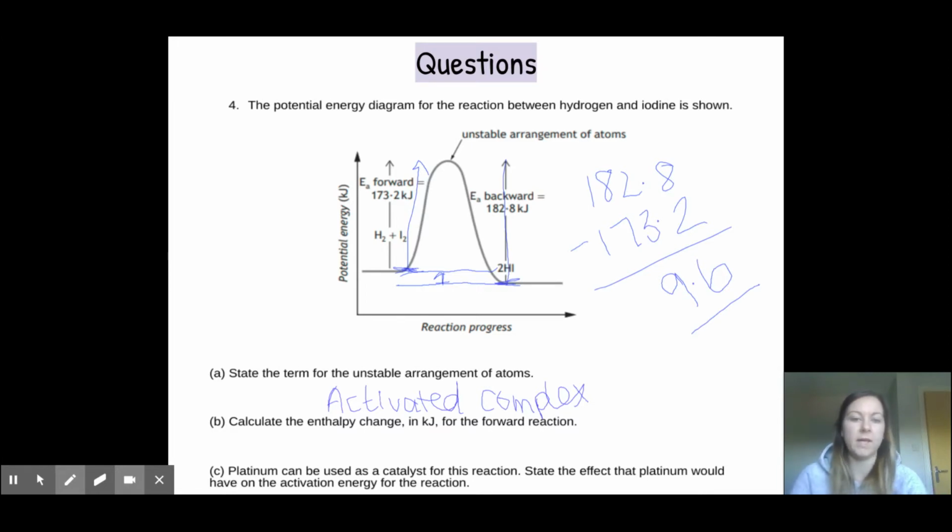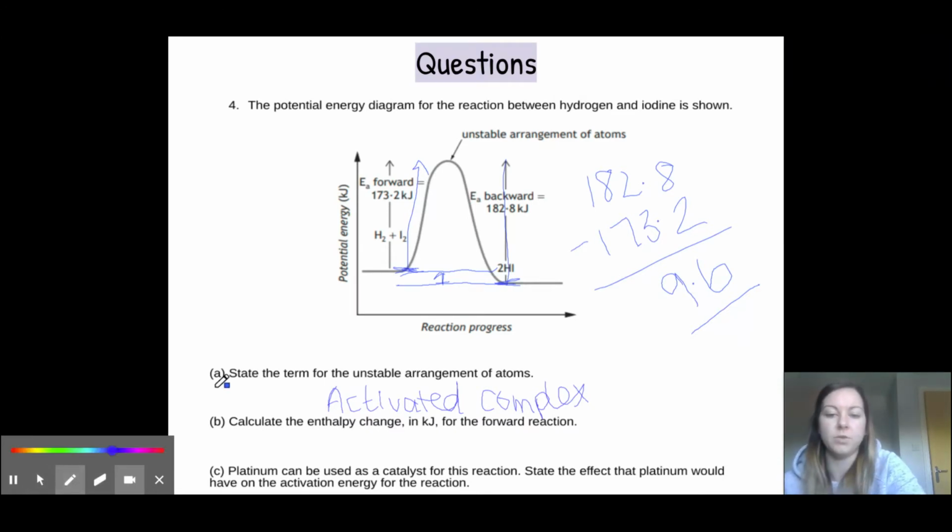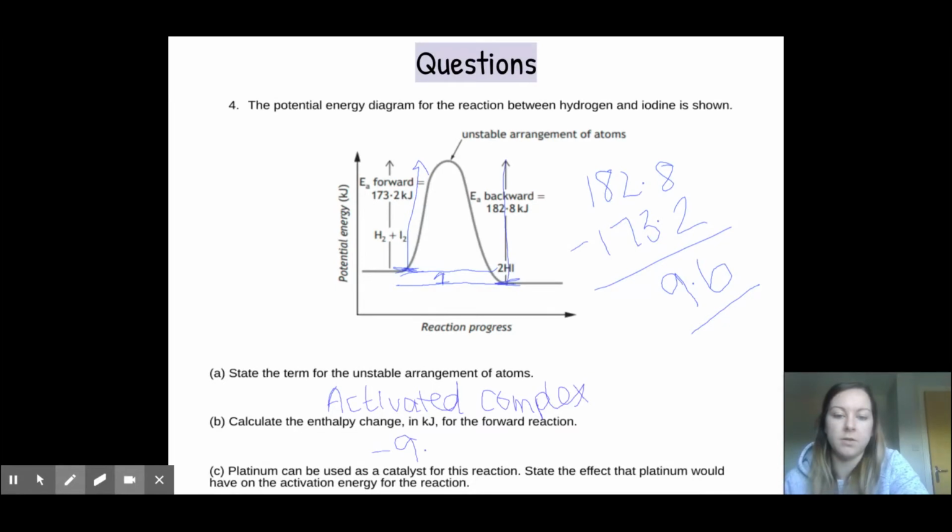Now, be wary that even though that gives us 9.6, that's given us the difference between those two numbers. So it's given us the value of that little gap here. But what we need to bear in mind is that this is an exothermic reaction. So this is a kind of hidden trap in this question. The value for the products is lower than the reactants. So that means that we're going to need to put a negative in front of that. So it's going to be negative 9.6 kilojoules.